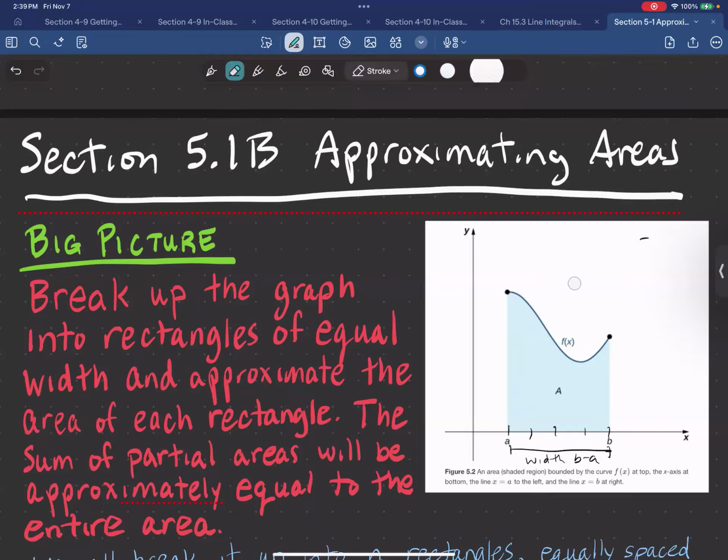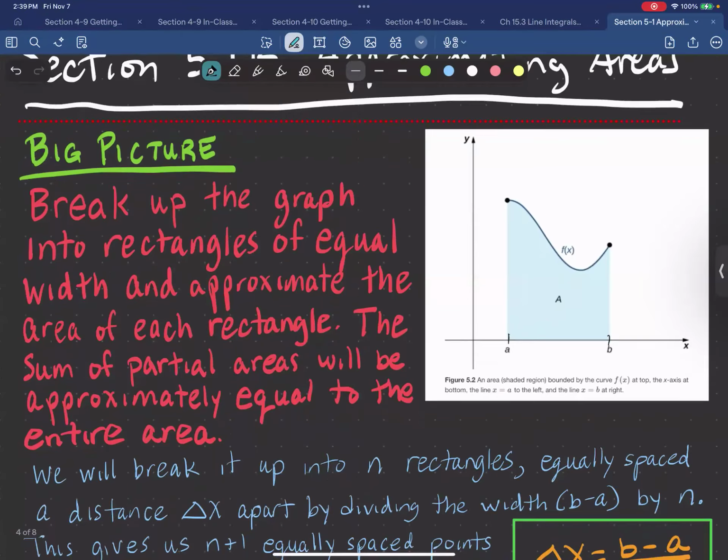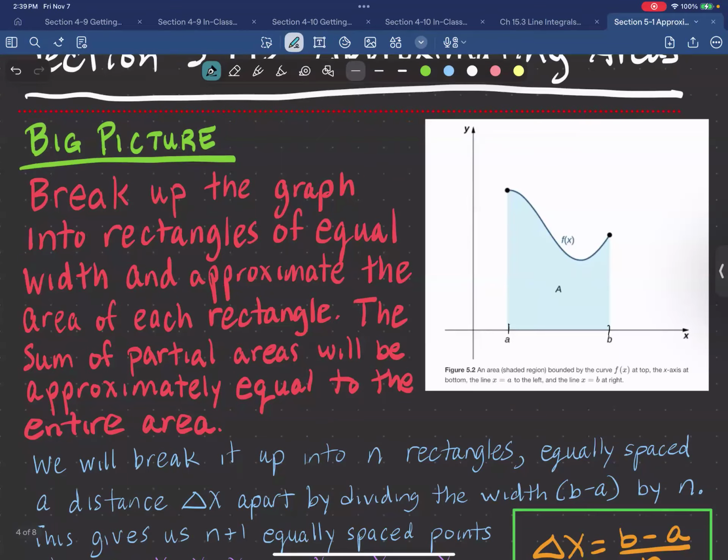That's the general process. We don't know how many rectangles there are going to be, depending on how we decide it. So we often say the number of rectangles is n. And when we break it up, let's say there's equal distance, we say each of these is delta x. So delta x is (b minus a) over n.